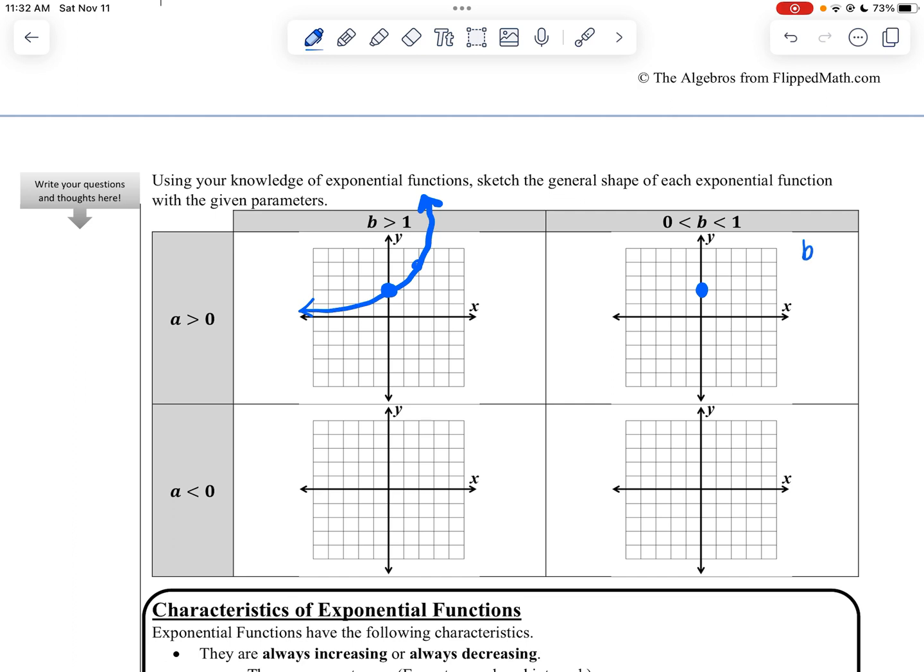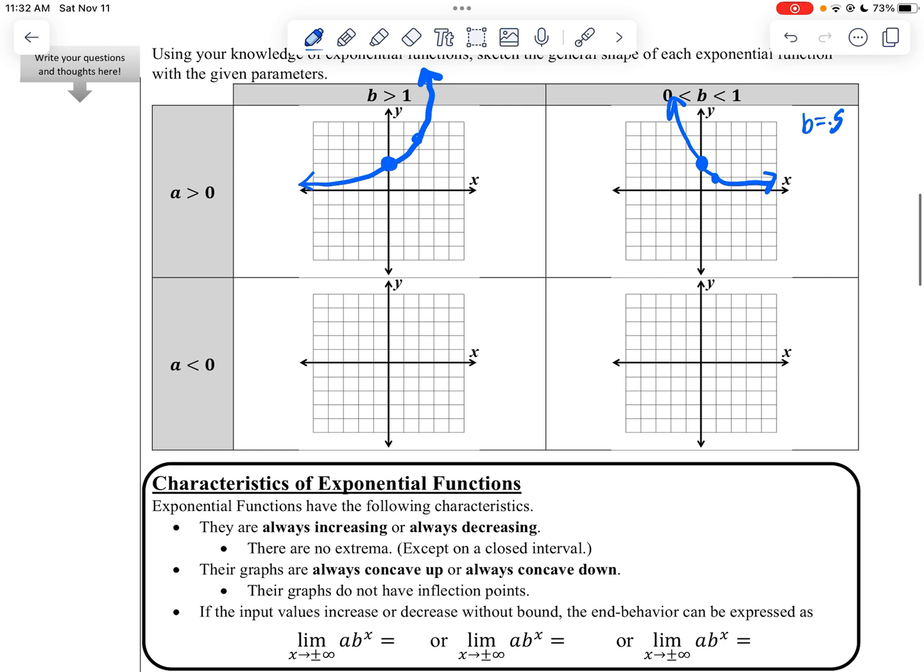For example, what if b is 0.5? Well, it's going to be getting half that height, so it's exponential decay. But now what happens to the other one if a is less than 0? So what if it's negative 2?